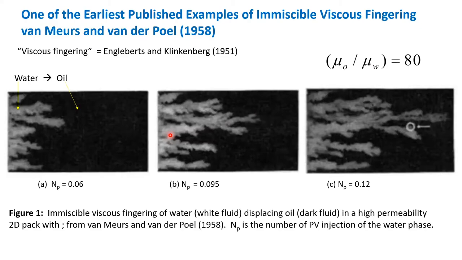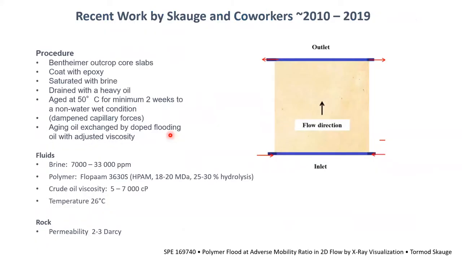But about 10 years ago, a colleague of mine called Arne Skauge in Bergen started to do some experiments, which at the time I thought to be pointless. He took slabs, two centimeters. In fact, I advised him not to do it, and I was just wrong.